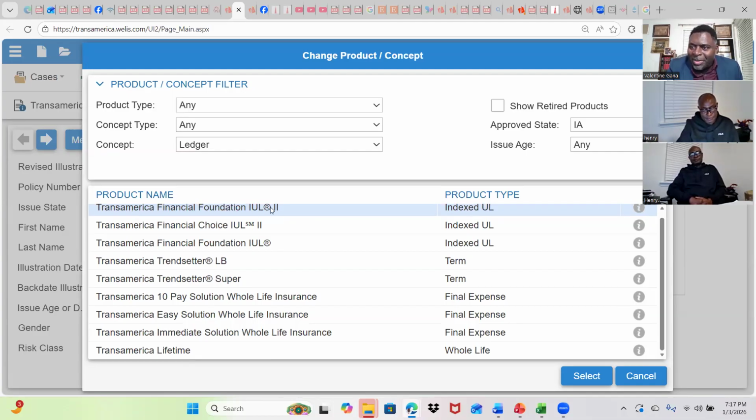Transamerica Financial Foundation. This is the IUL. Transamerica Financial Choice. This is an IUL for people who want to put top dollar, like $20,000 a month, in their IUL. That is the rich person's or the wealthy person's IUL. Then you have Transamerica Transeta Term LB. This is term with living benefits. LB stands for living benefits.